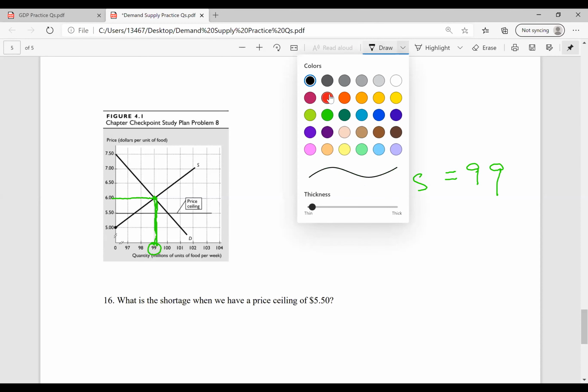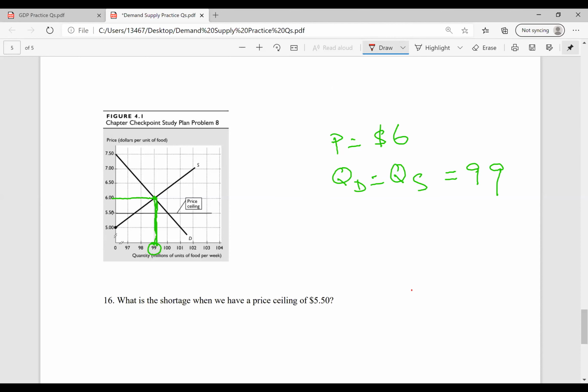Now, what's going on here is there is a price ceiling. And ceiling means this is the top. That means you can't really go above the ceiling. Anything above is not allowed, but you can come below the ceiling. So this is a ceiling price here.